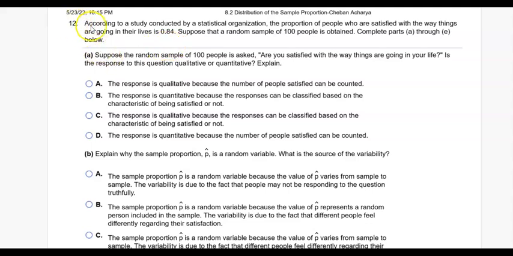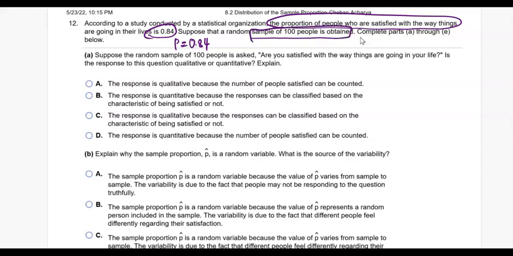Question number 12. According to a study conducted by a statistical organization, the proportion of people who are satisfied with the way things are going in their lives is 0.84. This is the population proportion of people who are satisfied with the way things are going in their life. So here p equals 0.84, that is given. Suppose a random sample of 100 people is obtained. So the sample size is 100. We call n equals 100 the sample size. Complete parts A through E below.